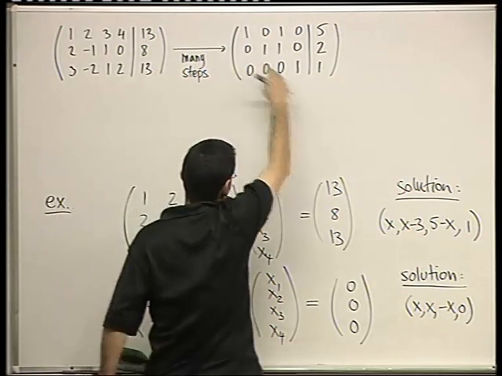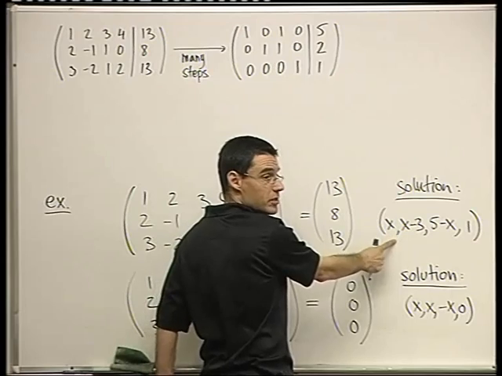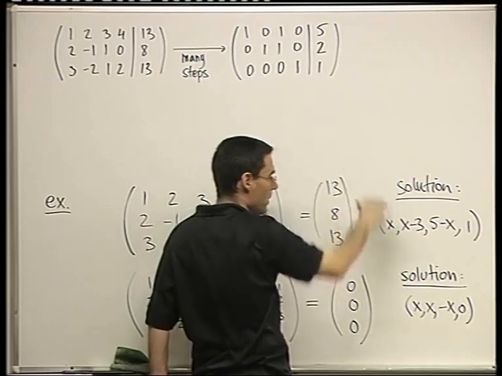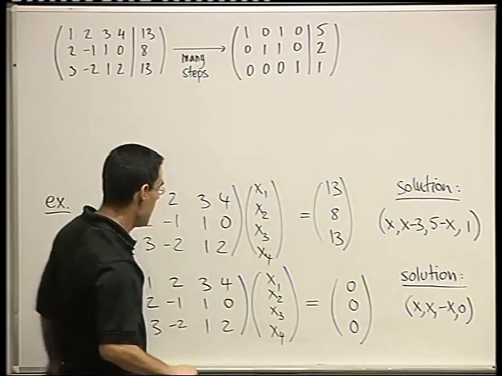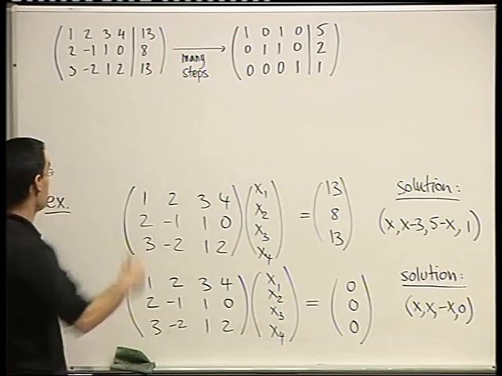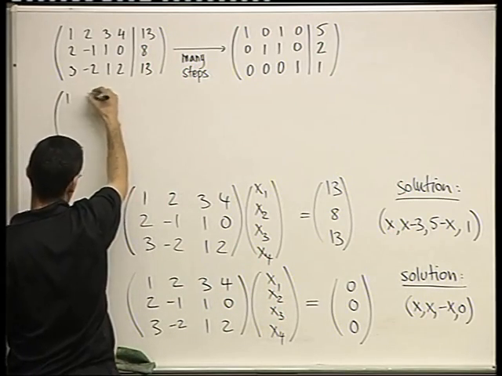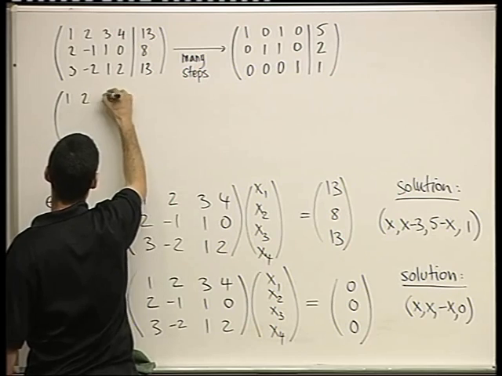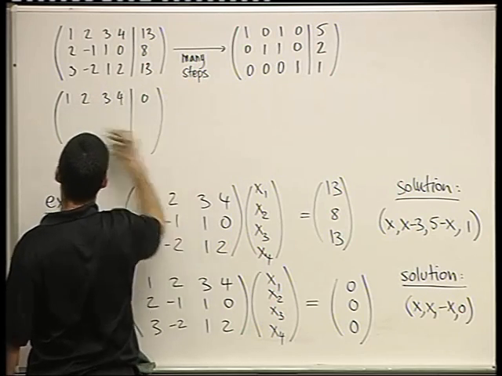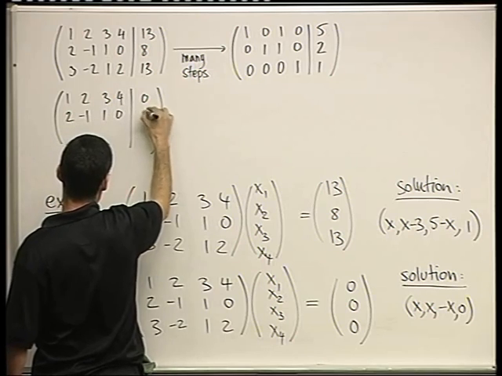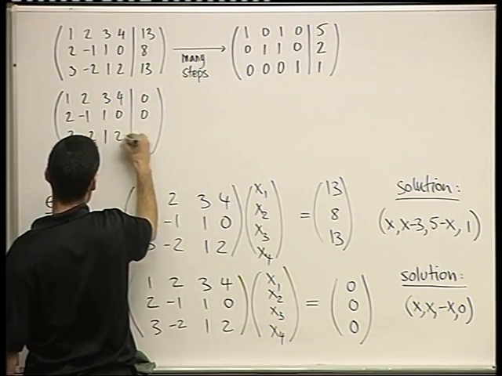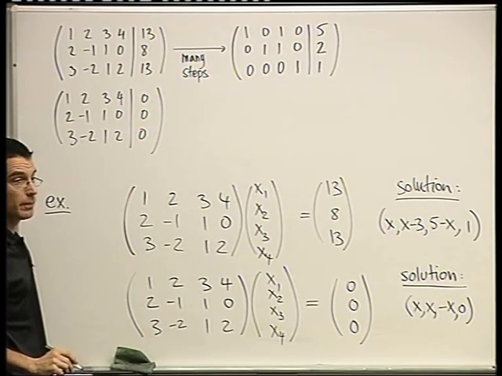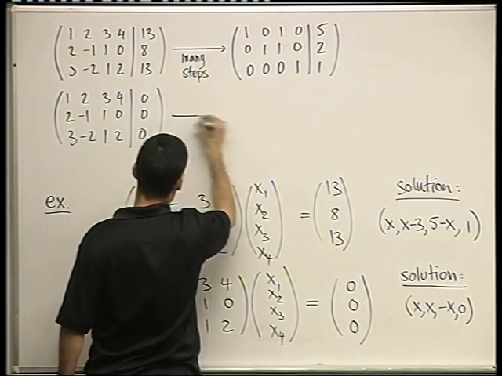And this yielded the solution, right? We solved the system of equations corresponding to this. It was a very simple form, and these were the solutions. Now let's solve this one, which we haven't solved yet. We have to do all the steps from scratch: 1, 2, 3, 4, 0; 2, negative 1, 1, 0, 0; 3, negative 2, 1, 2, 0. That's the augmented matrix corresponding to the homogeneous system. Do you agree?